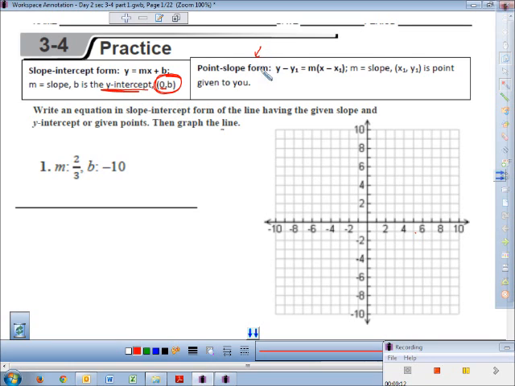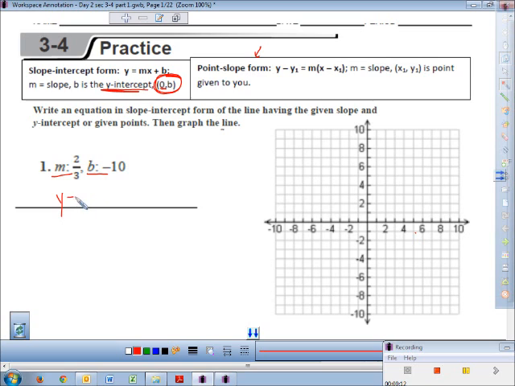And then we'll deal with point-slope form a little bit later. But remember, slope-intercept form, real common, y equals mx plus b. The idea is to get y all by itself on one side of the equal sign. So on these first few problems, they say write an equation in slope-intercept form, and they straight up give you the slope, and they give you the y-intercept.